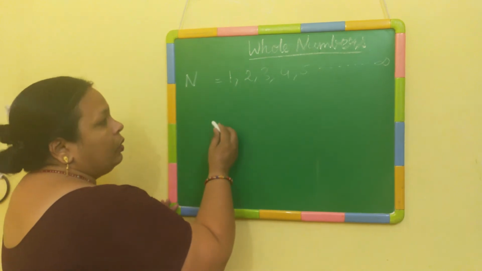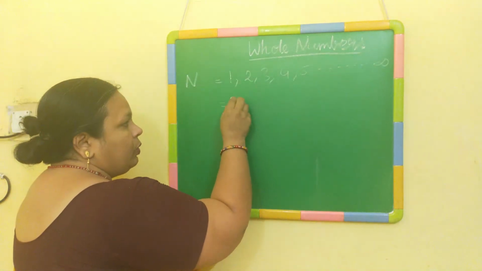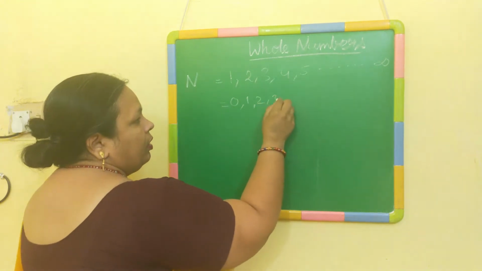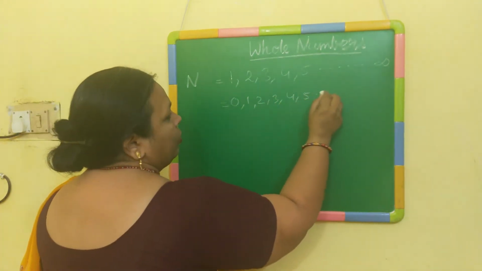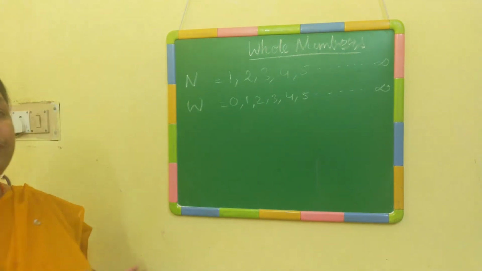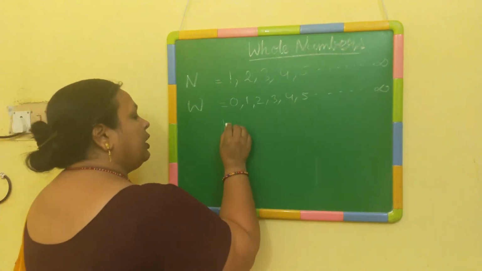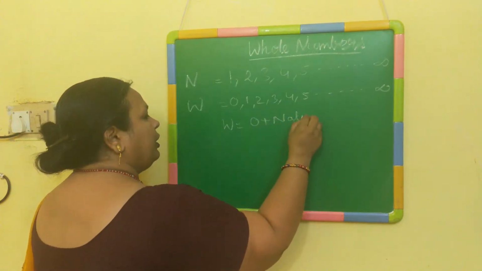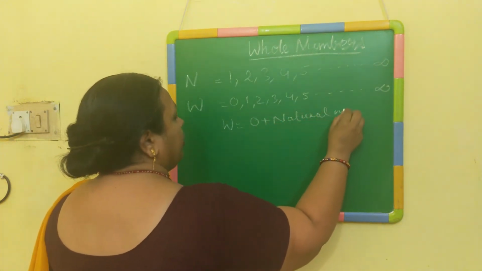Similarly, later on when the invention of zero came into the picture, the entire series of natural numbers added to zero was called whole numbers. So we can also say whole number is equal to 0 plus all natural numbers. Clear?